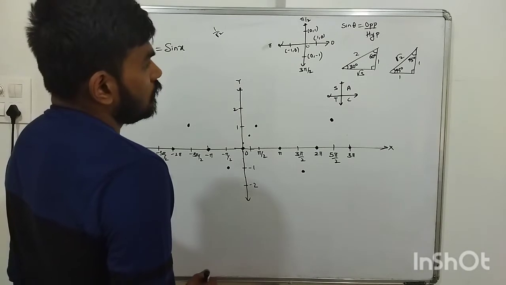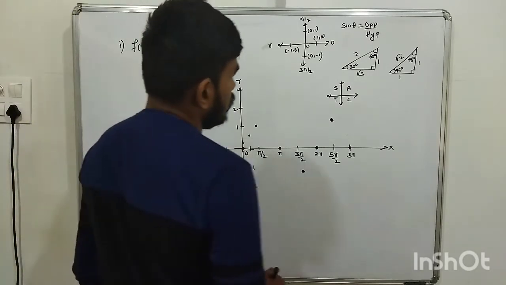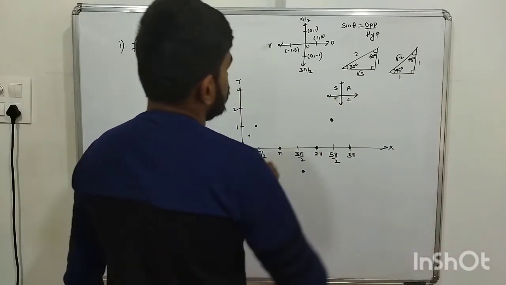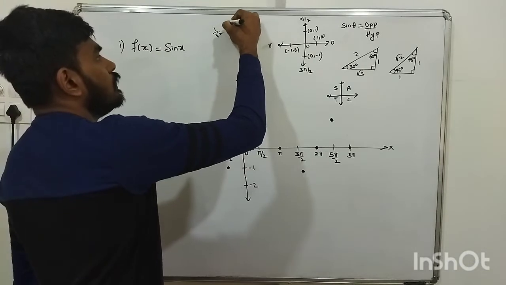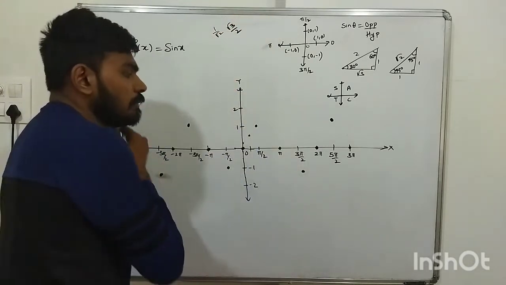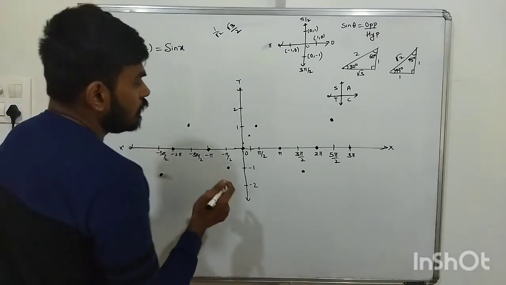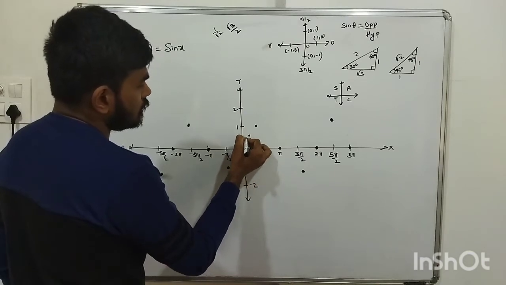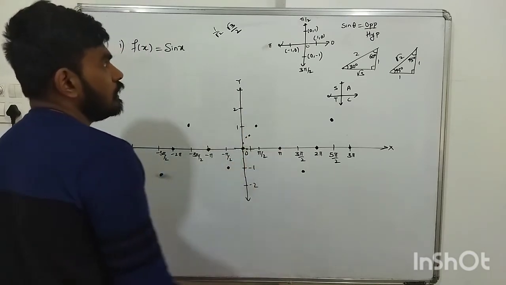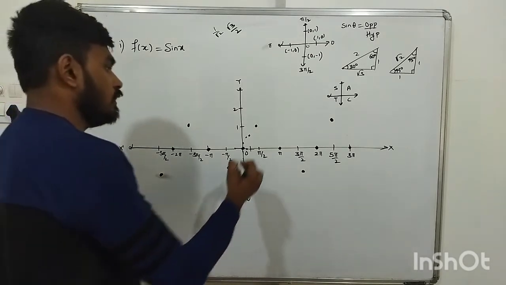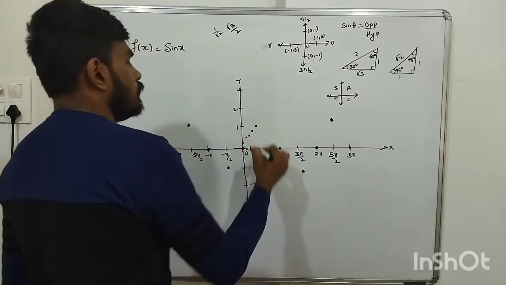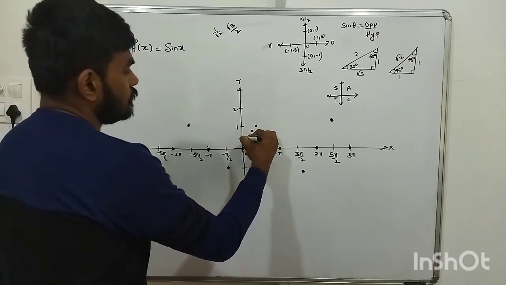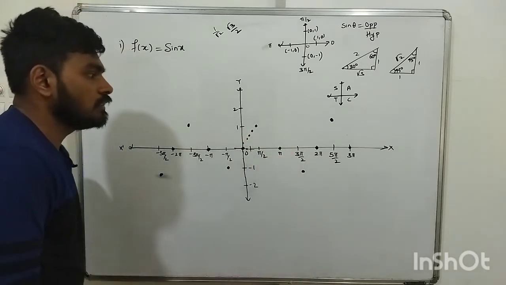Similarly, if you want to check for sine of pi by 6, it will be half, so it will be here. Sine pi by 3 is root 3 upon 2, okay? So it will be somewhere here, root 3 upon 2. So this way, you get a curve like this actually.